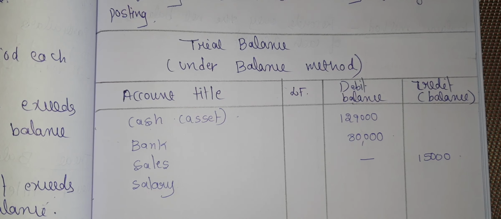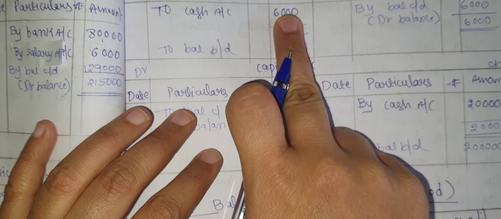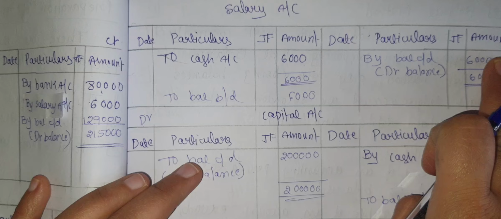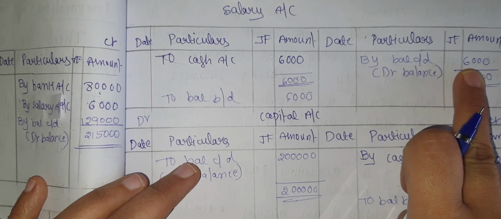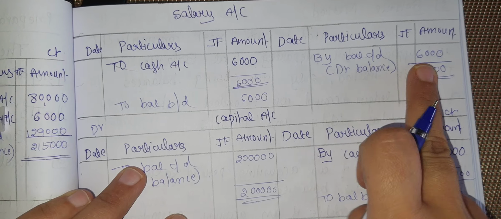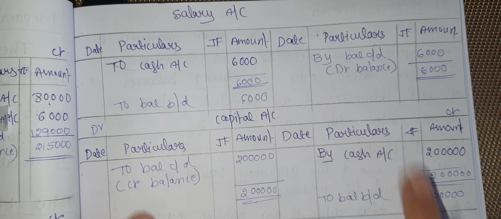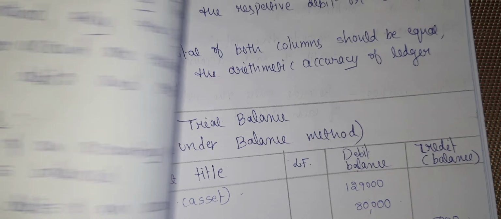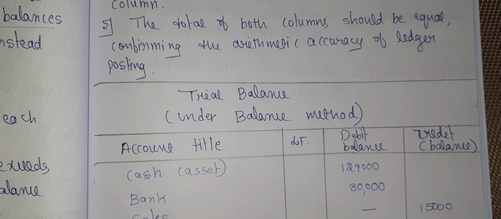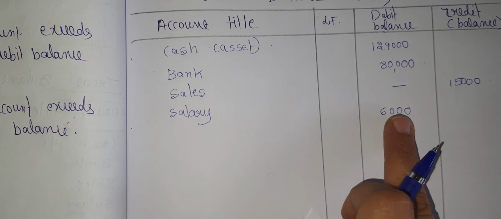Next one, salary, it is an expense. Assets and expenses, the rule is debit side more than credit side. Here closing balance will come in the credit side, that is rupees 6,000, but as per the rule, if the debit exceeds the credit, it has a debit balance. So we have to enter the amount in the debit side, that is rupees 6,000. Salary, debit side rupees 6,000. See, salary debit balance, that is rupees 6,000.